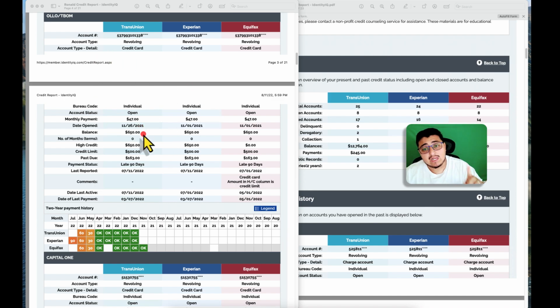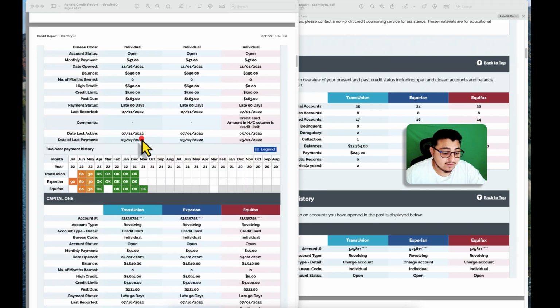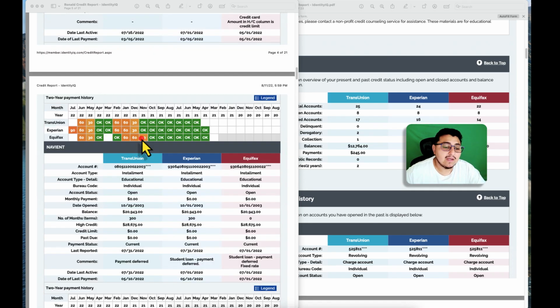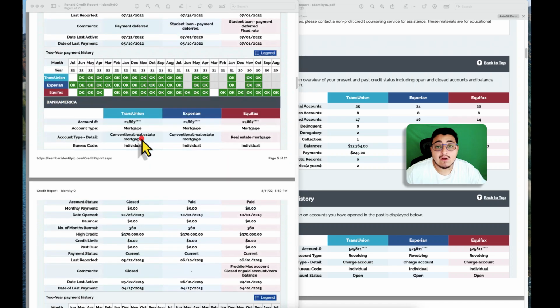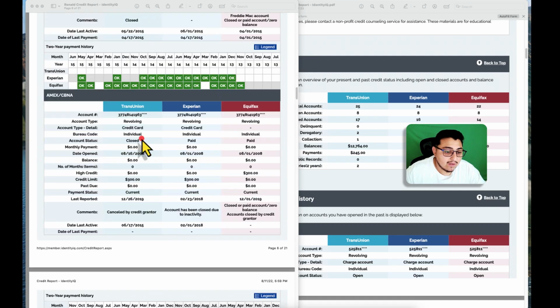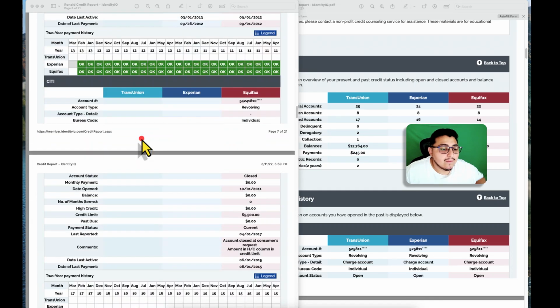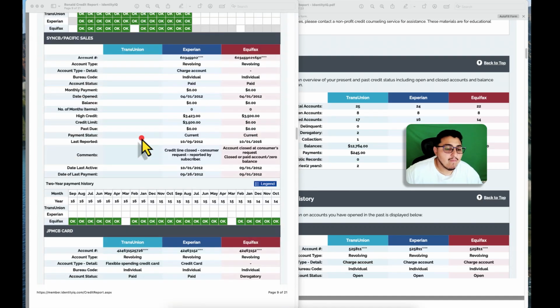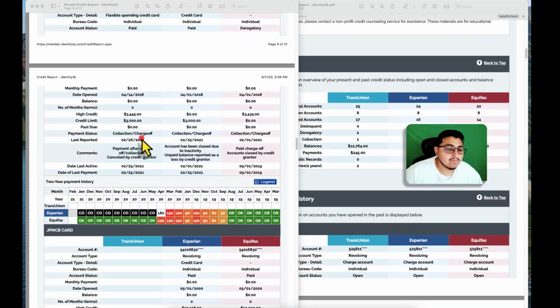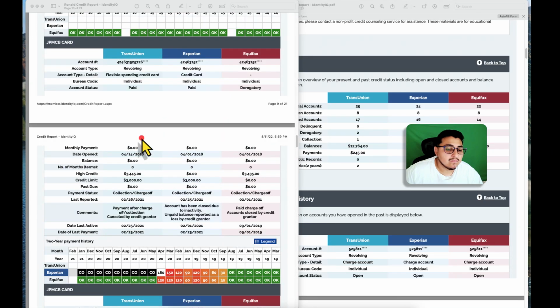Now we're going to do a collection. No, we're going to do a charge-off, and then I'm going to move to a collection account. So let me find the charge-off account. Again, I'm not going to focus on good accounts, because why would you delete a good account off your credit report? Let's see. Okay, this is a charge-off account.